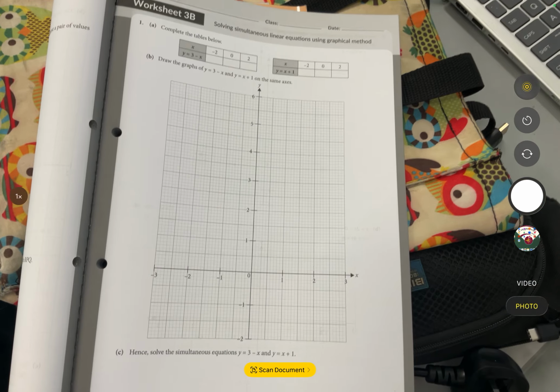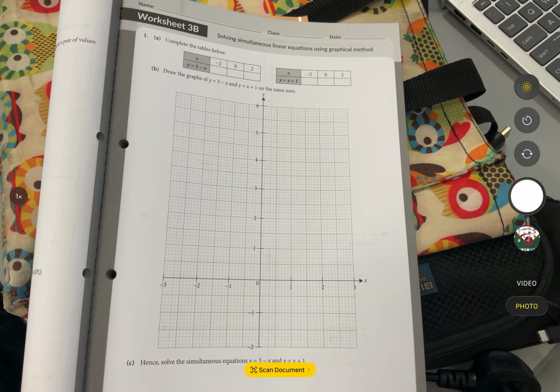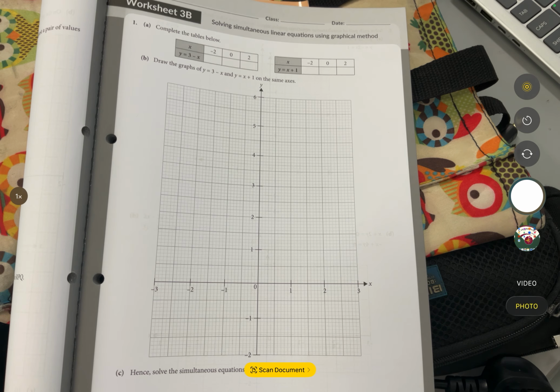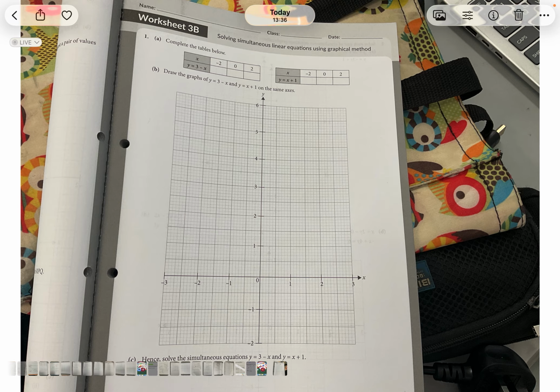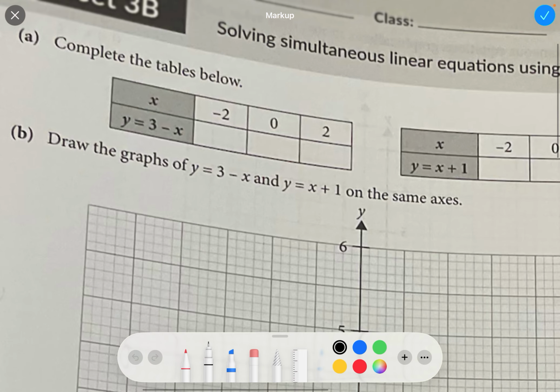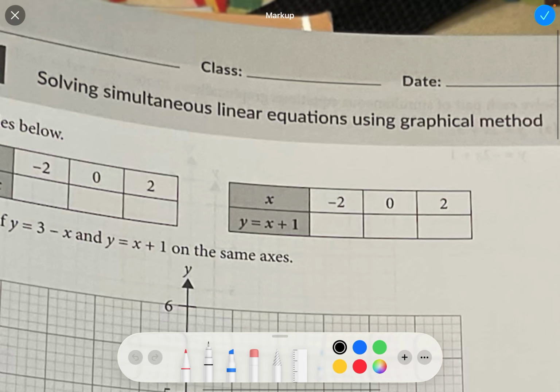So, if we go and draw these two lines, when x equals 0, y equals 3. When x equals negative 2, y equals 5. When x equals 2, y equals 1. So this first equation, I can represent it with this line over here. There are 3 points: negative 2, 5; 0, 3; 2, 1. Okay?